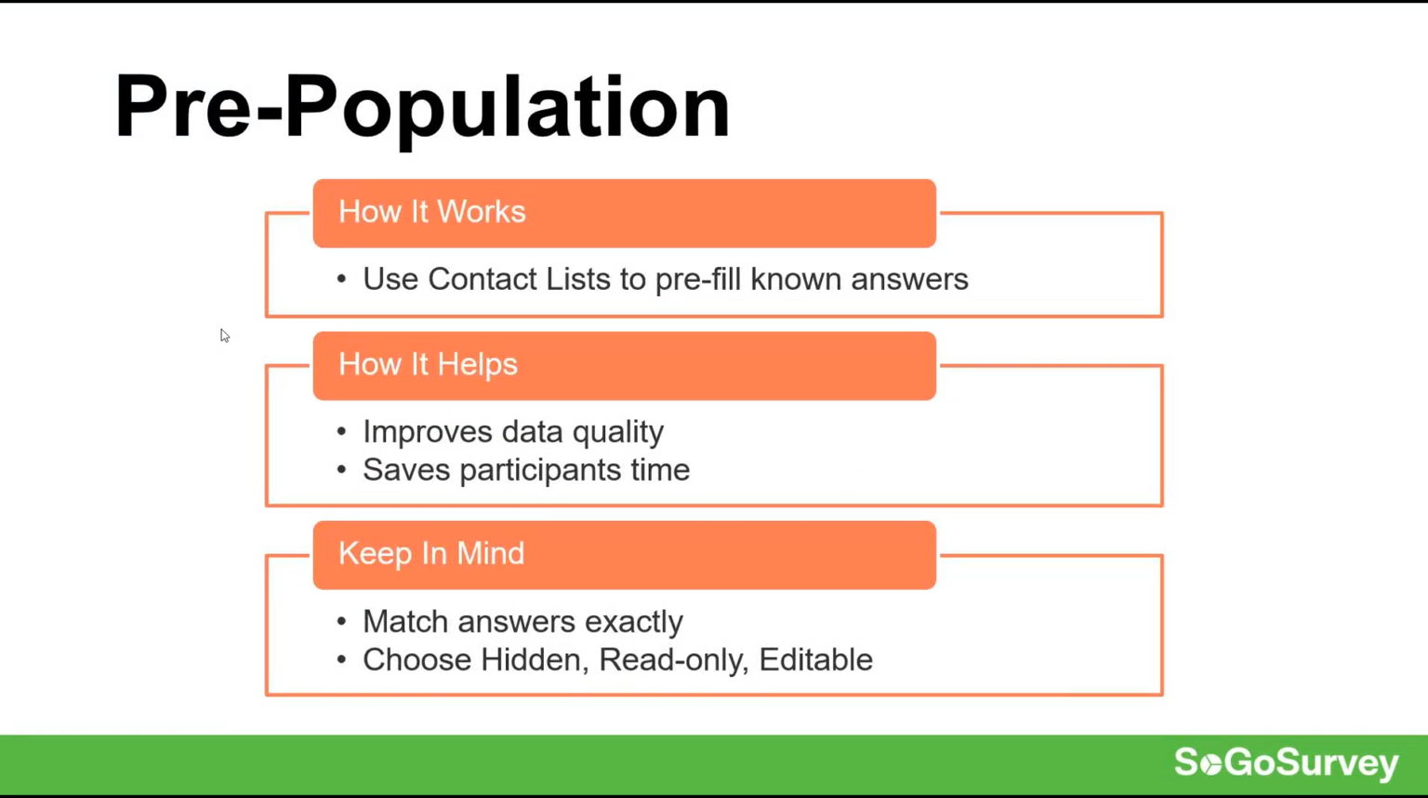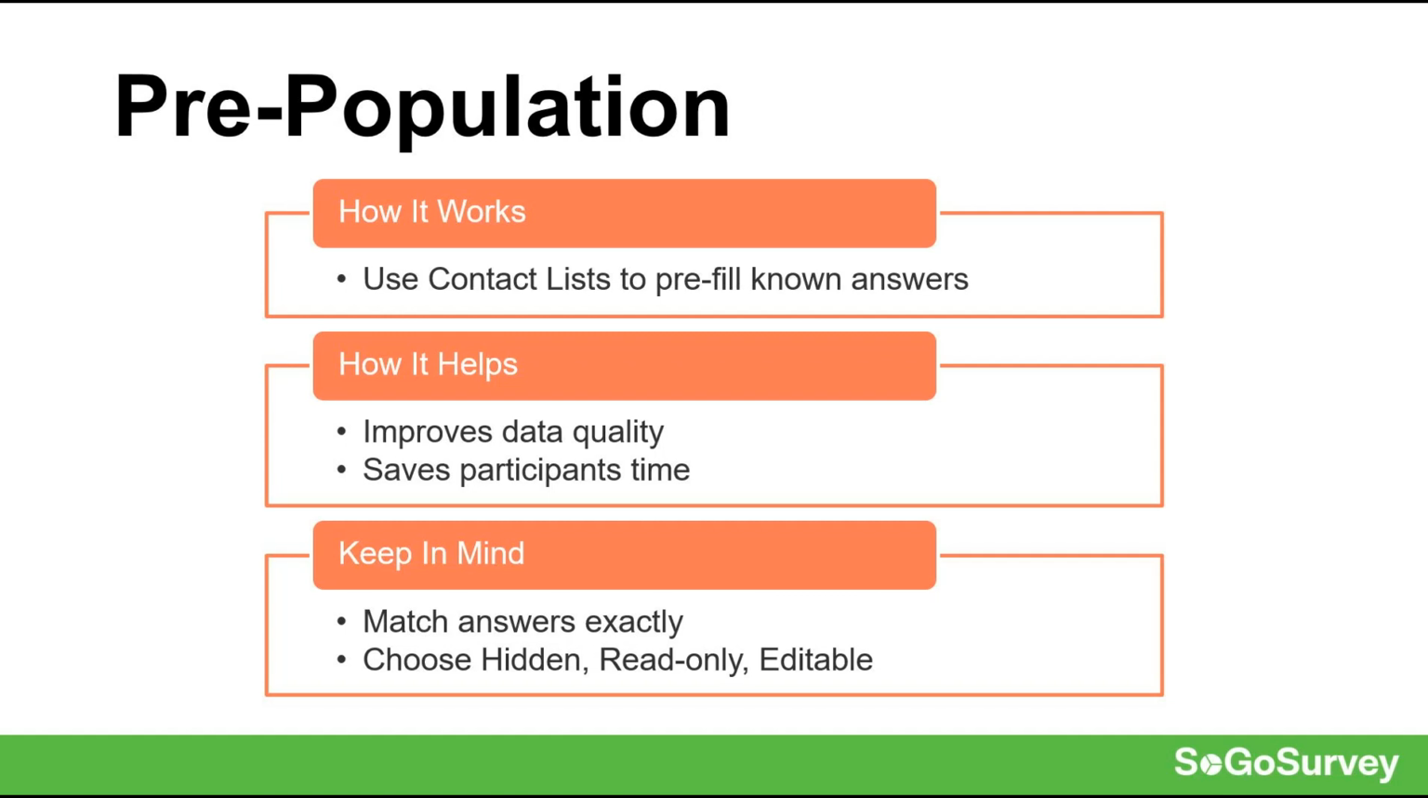Data prepopulation. So this is a very powerful tool. So how this works essentially is that you have information that you already know about your participants. So you can collect this information and you can import it into a contact list in our system. So using something like an Excel file, and then you can use that to actually pre-fill known answers. So how it helps is that since you're controlling the data, of course, it helps improve the quality of your data, since you don't have to worry about any kind of error from your participants. And it also helps save them time since you're pre-filling that information for them.